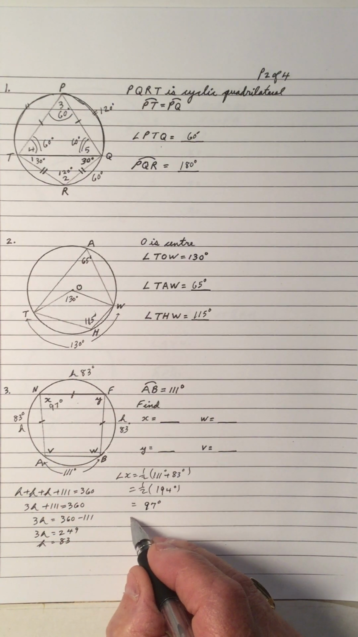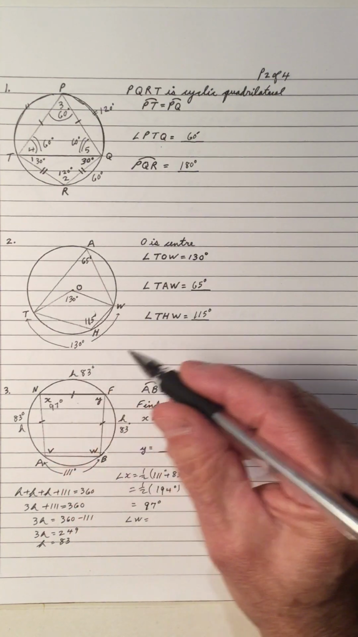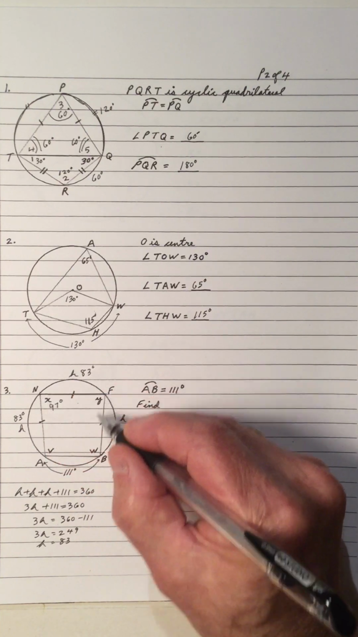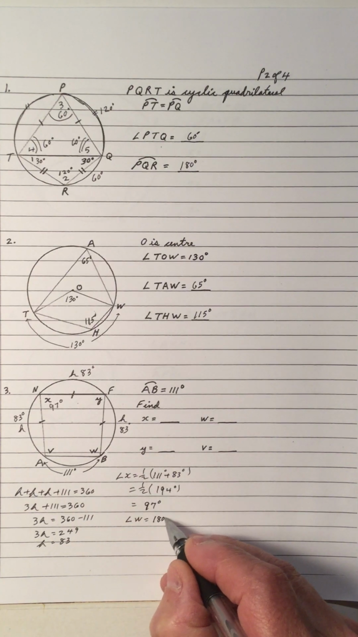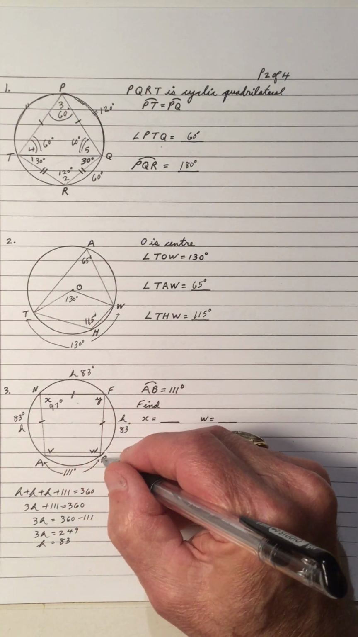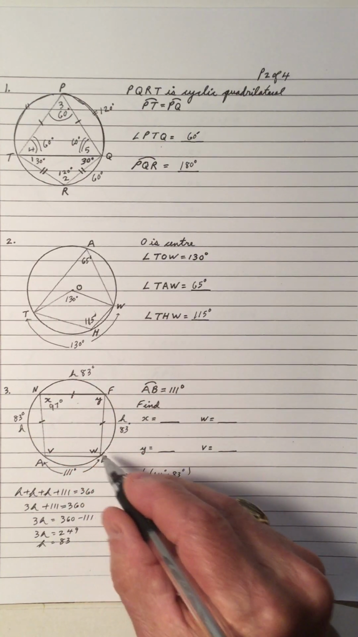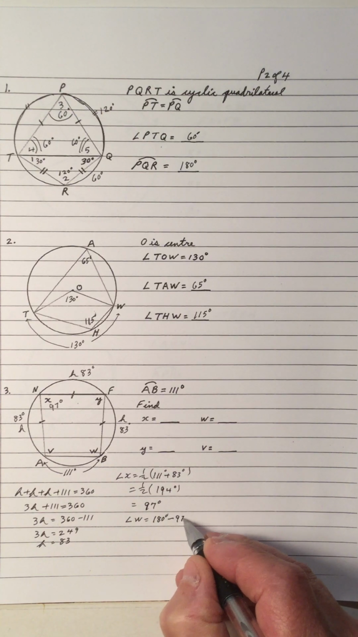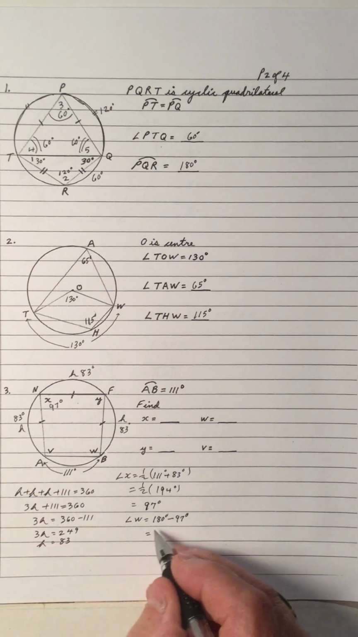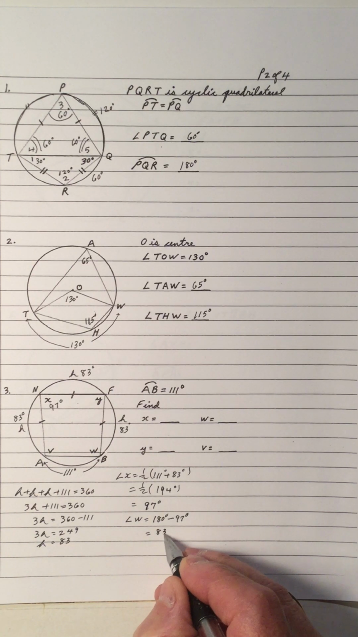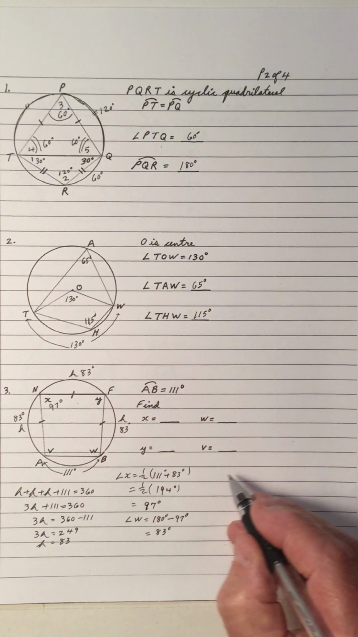And we have that angle W is, this is a cyclic quad. These points all lie on the circle. So this angle B is supplementary to N. So X and W are supplementary. So W is 180 minus 97, and that makes 83. So W is 83, X is 97.